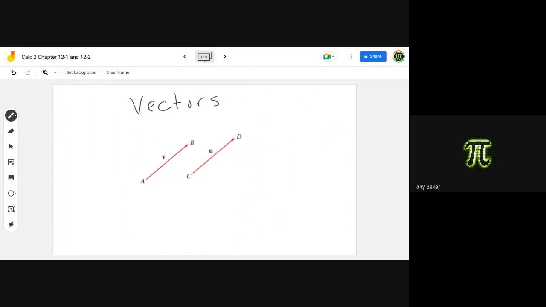These 2 vectors actually on the screen are exactly the same. Okay, they're the same length, they go the same direction. It doesn't matter if they're shifted. So these 2 vectors are actually equal to each other. When we're writing a vector, you can write it a few different ways. You can write your vector as AB, or you can write your vector as V.